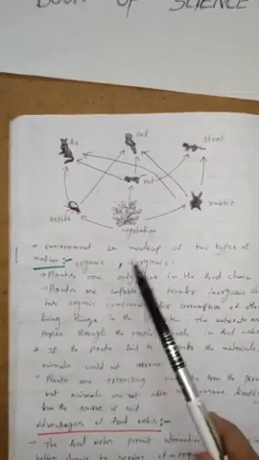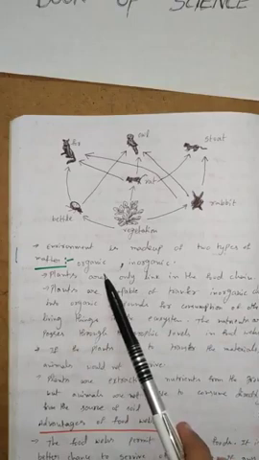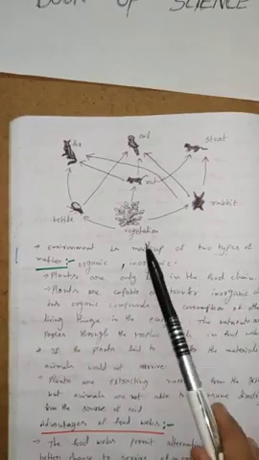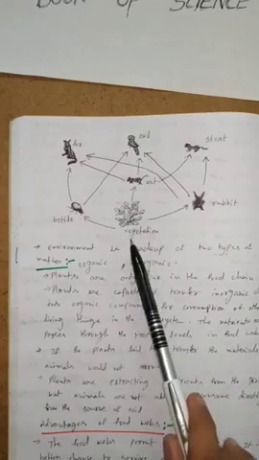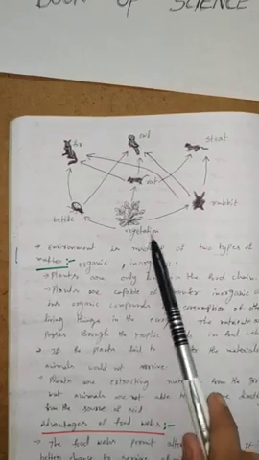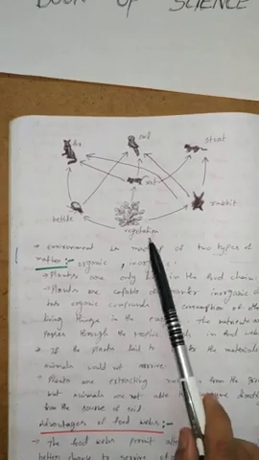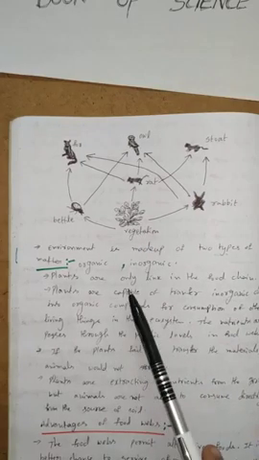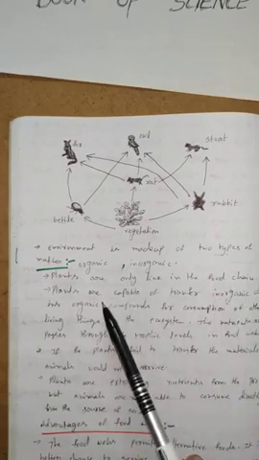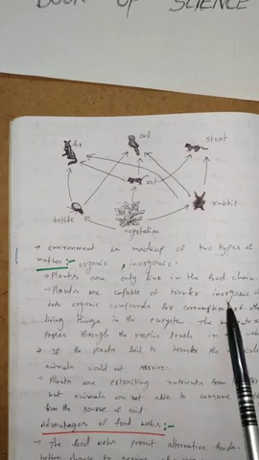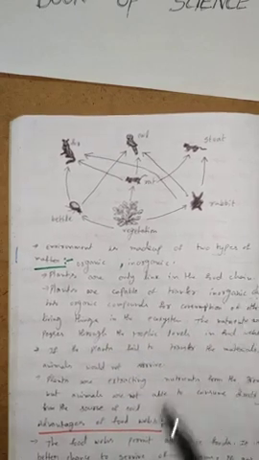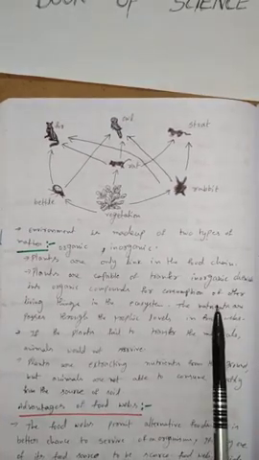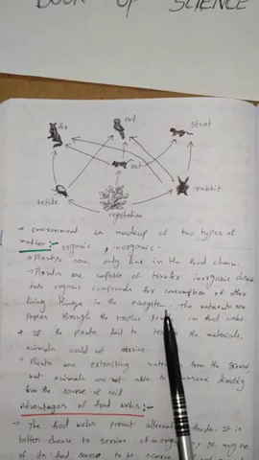So the environment is made up of two types of matter, organic and inorganic. Plants are the only link in the food chain. So this is the basic one, plants. Why? Because only plants prepare the food. So maximum animals depend on plants for food. Plants are capable of transferring inorganic chemicals into organic compounds for consumption by other living things in the ecosystem.